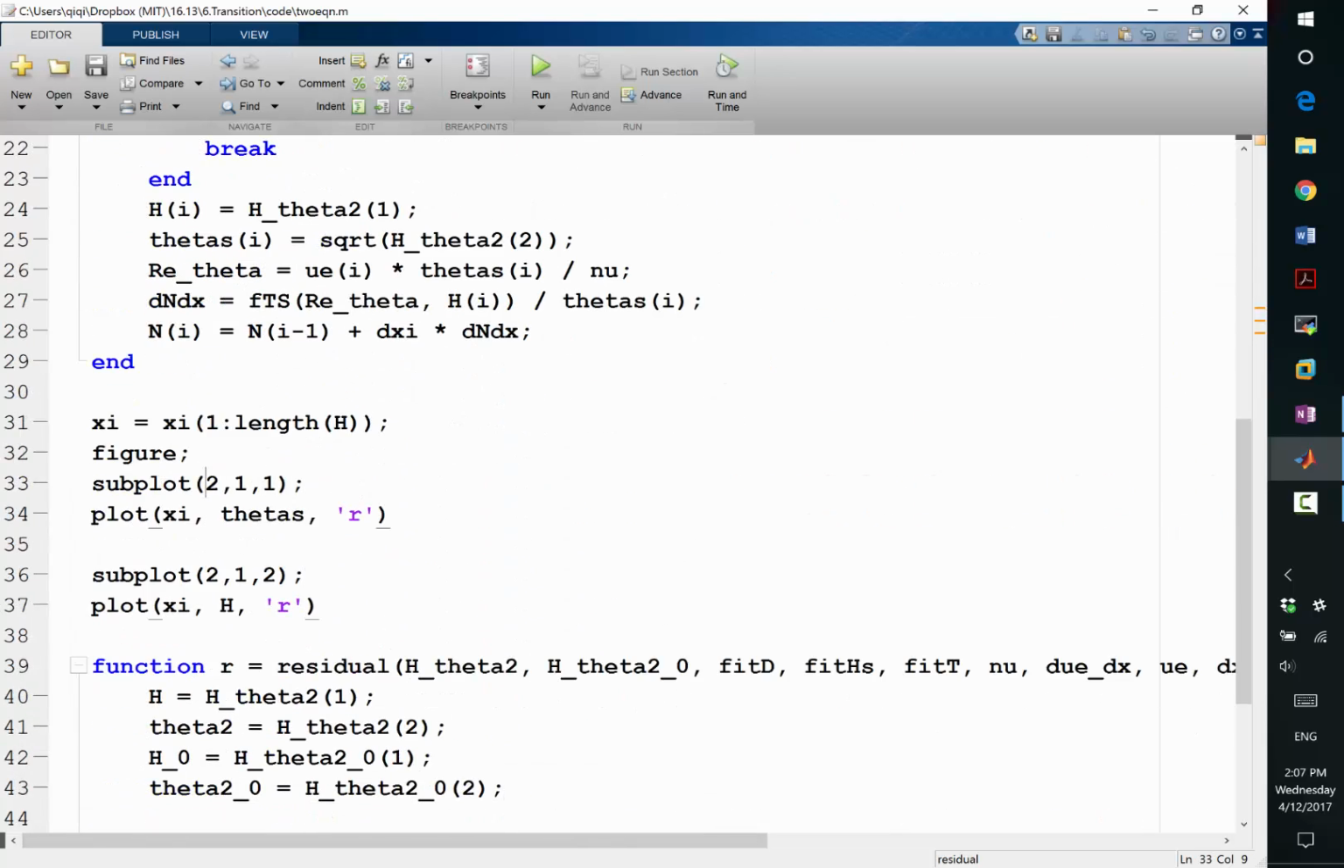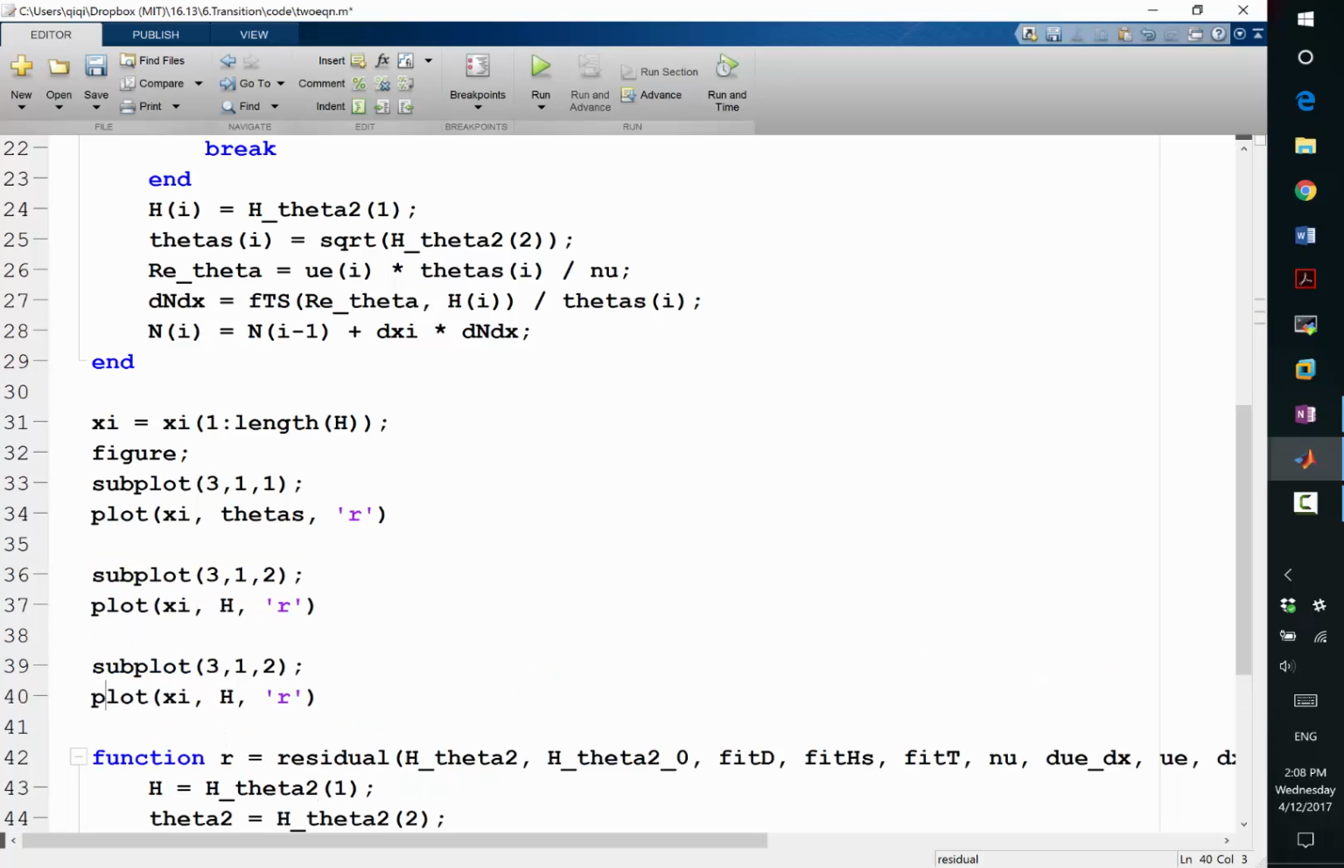All right. So that is going to give us the growth. So let's plot it. I'm going to make this 3. I'm going to plot theta, h, and my n. So running that.